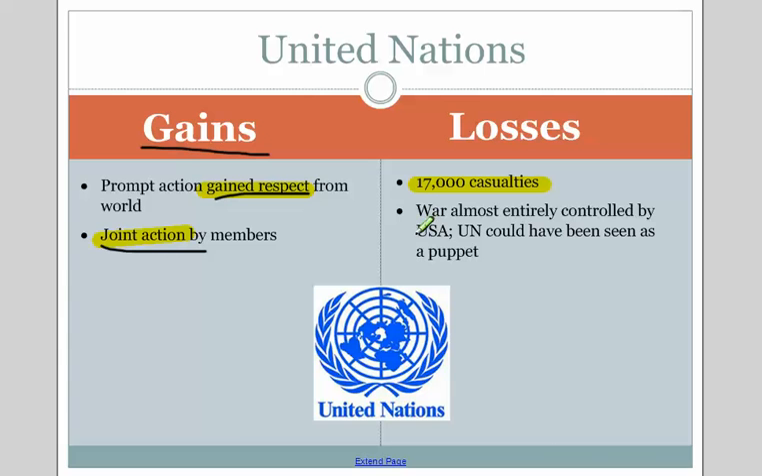And really, it's about the USA, not the United Nations. So as far as losses go, the United Nations could be seen as very weak and really under the control of the US, not a group effort.